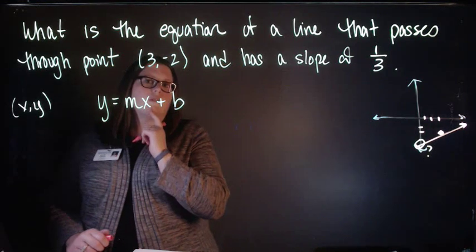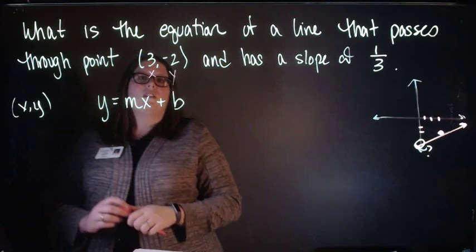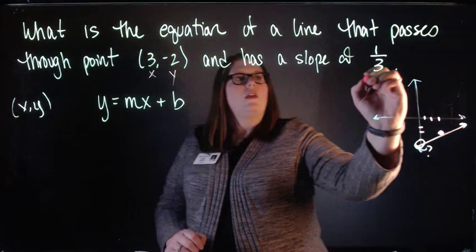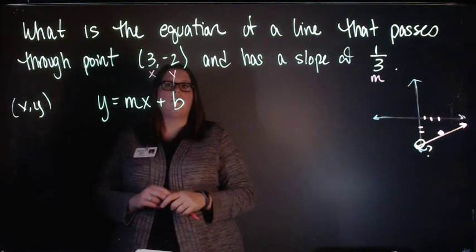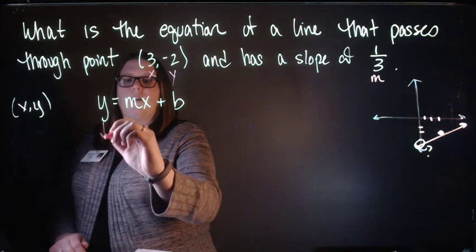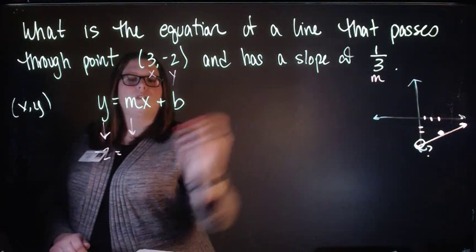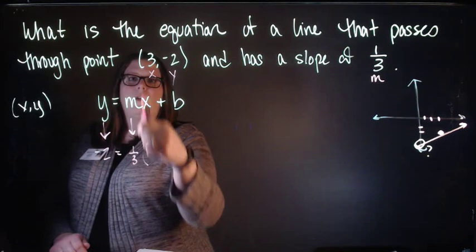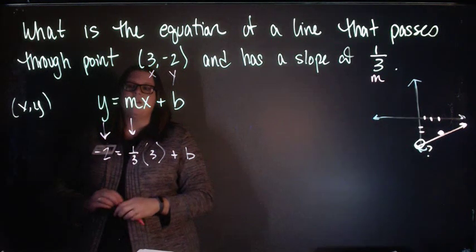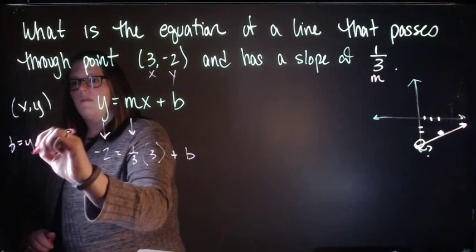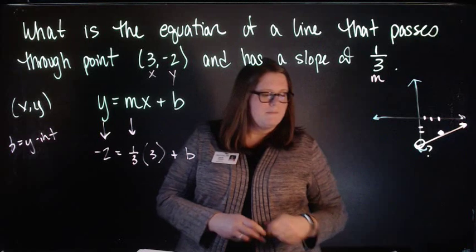So the point we're given here is (3, -2). So we know that our first coordinate is x, second is y, and we know our slope is typically notated by the variable m. Okay, so let's fill in everything we know. So we know our y value. Our y value is negative 2. We know our m value is 1/3. We know our x value is 3. And we're looking for b. Remember, b is our y-intercept. That's what we're trying to find. B is our y-intercept, where it crosses the y-axis.